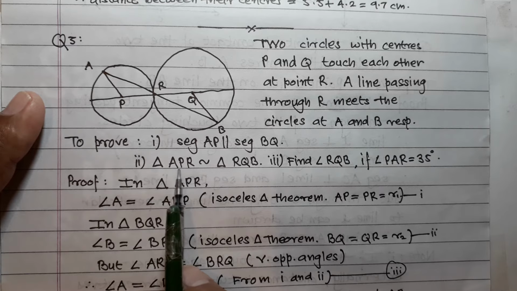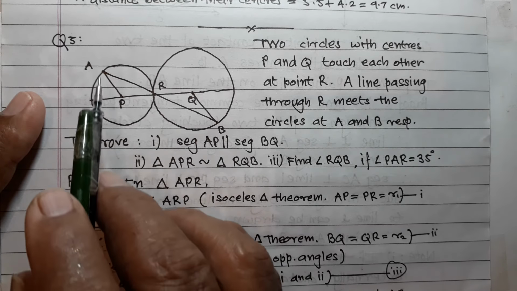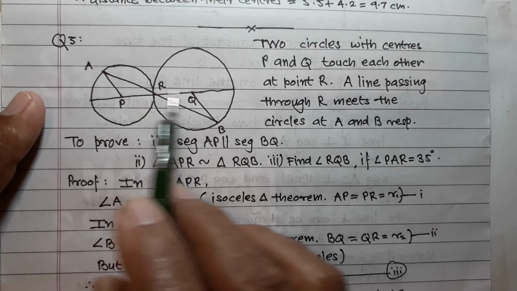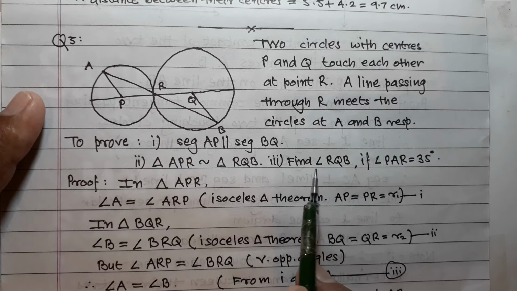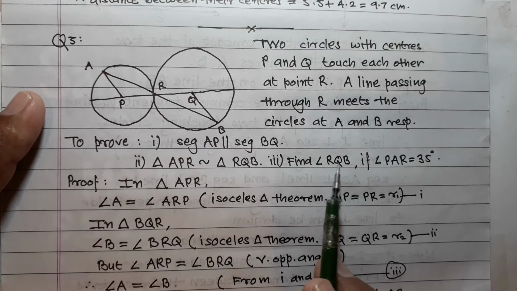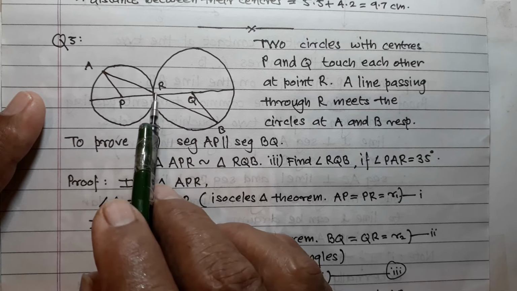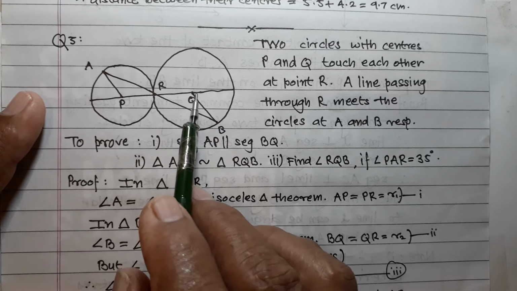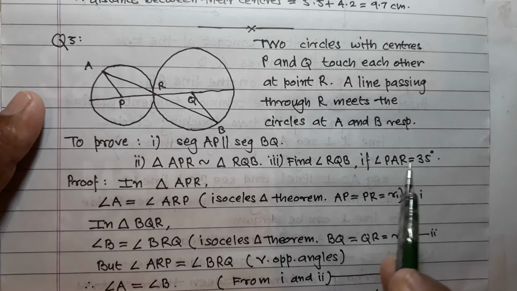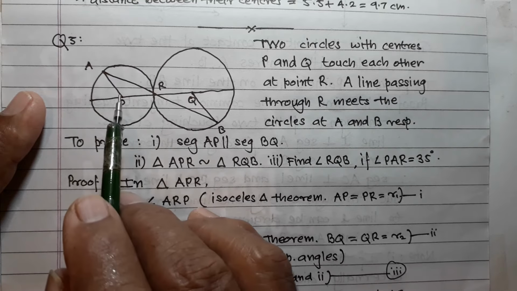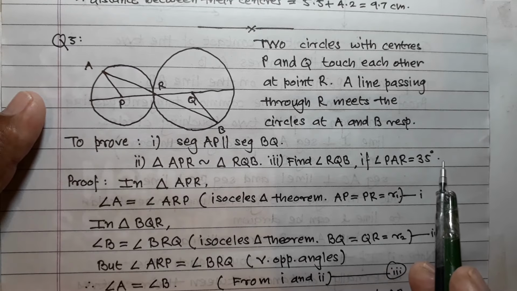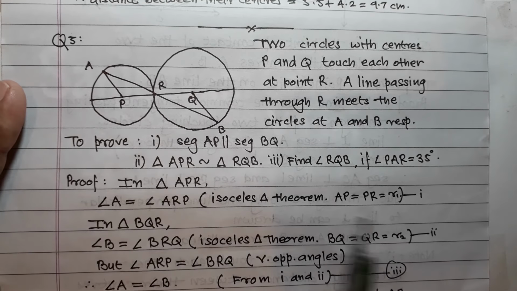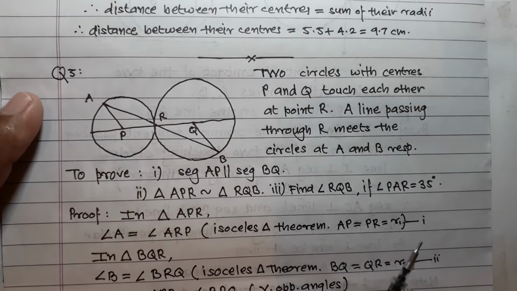Number 2: triangle APR and triangle BQR are similar. And find angle RQB, if angle PAR is given as 35 degrees. Okay. Now try to understand. First I will explain it to you.